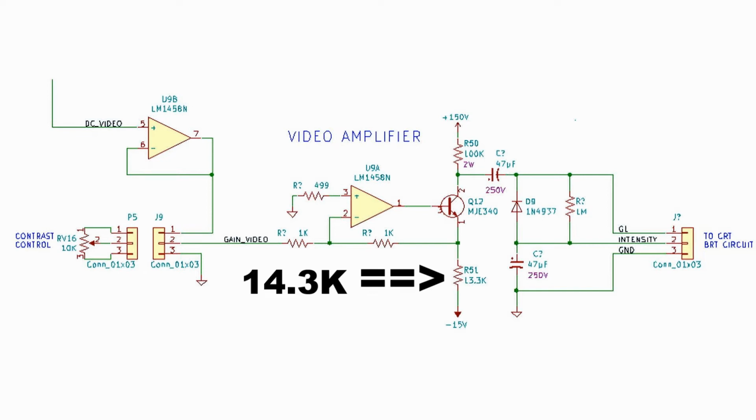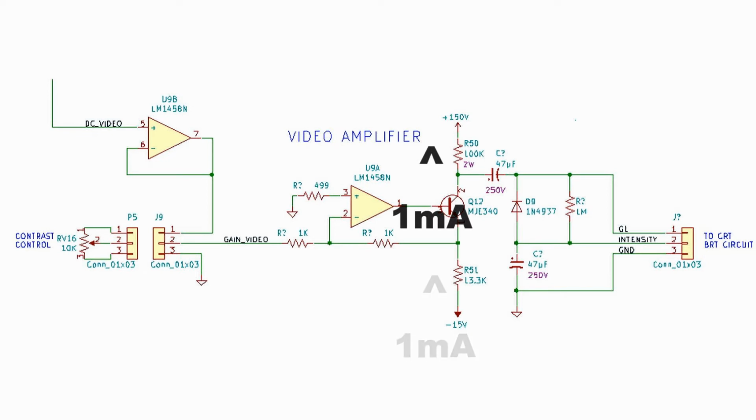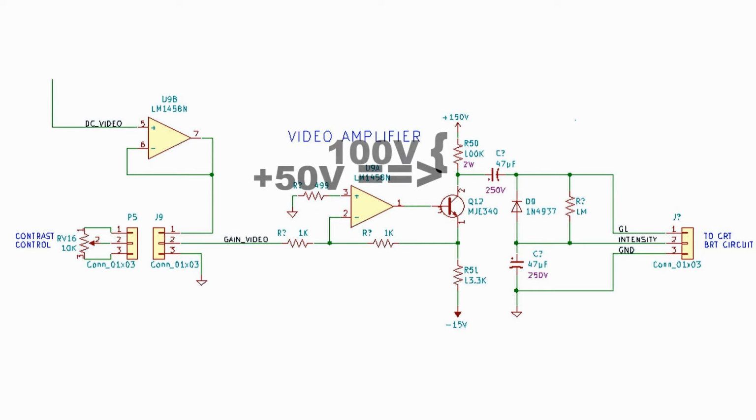We are dropping 14.35 volts across this resistor, which gives us 1 milliamp flowing up through the transistor. That's at 0 volts on the base. Okay, think DC for a moment. That 1 milliamp goes up through our 100K resistor to the 150 volt rail, and 1 milliamp across our 100K drops 100 volts. So our collector of Q12, the MJE340, is sitting at 50 volts DC.